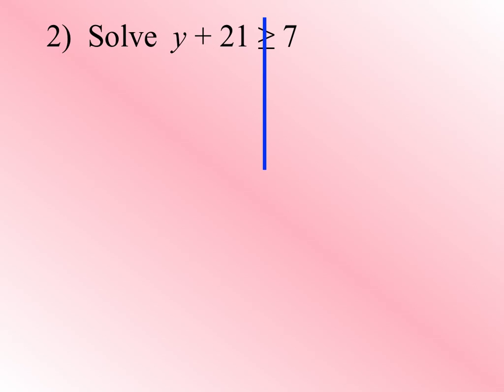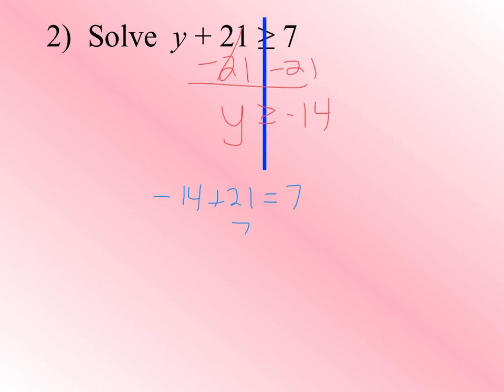Example 2, y plus 21: you're going to subtract 21 from both sides, and you're going to get y is greater than or equal to negative 14. So again, when you go to do your checks for this, we can check negative 14 first, and that should make the sides equal, and they are.